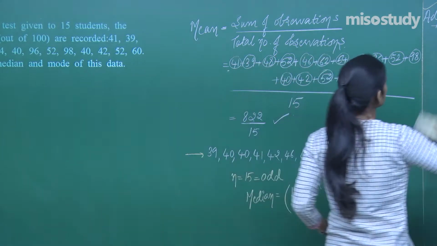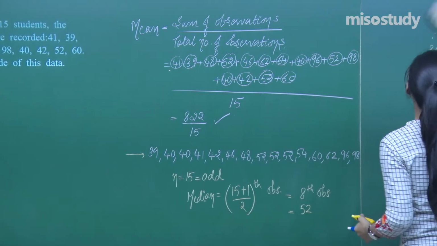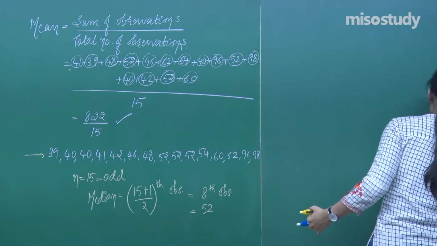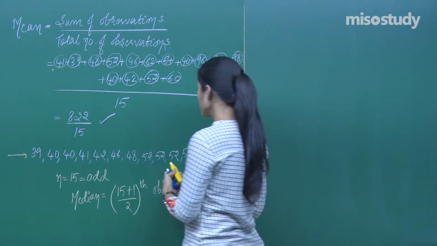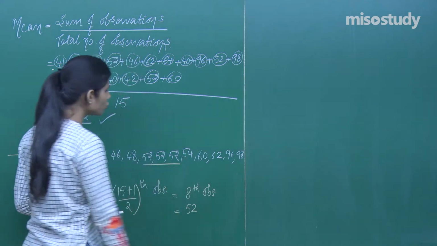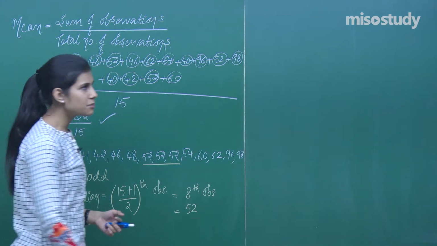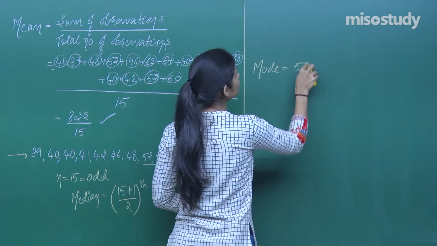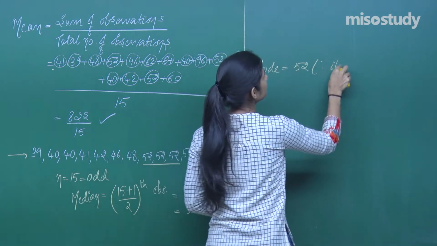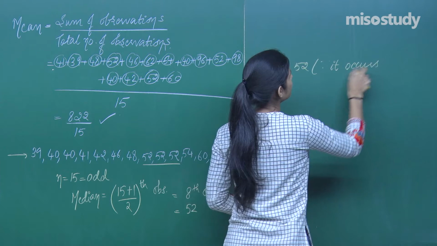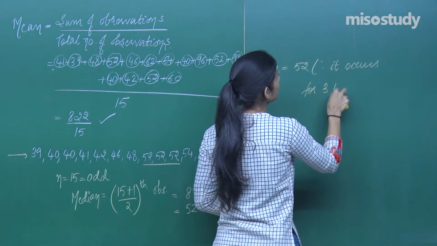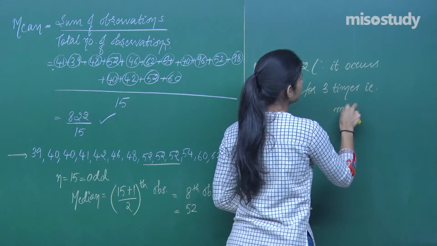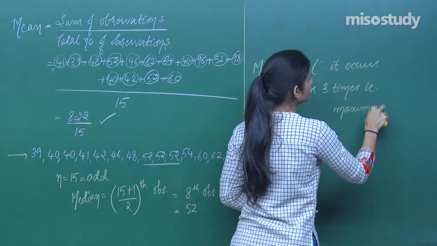Next, it is talking about mode. It's very easy to see what the mode is. It is the value with the highest frequency, that means it occurs the maximum number of times. You can clearly identify that 52 is the value occurring the maximum number of times. So the mode is 52 since it occurs 3 times. That is maximum. Fine.